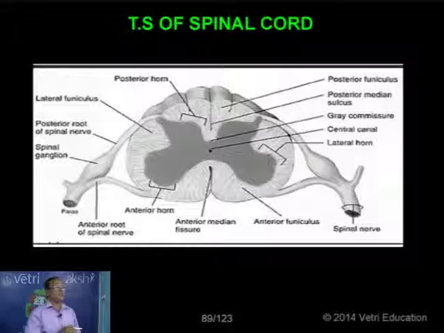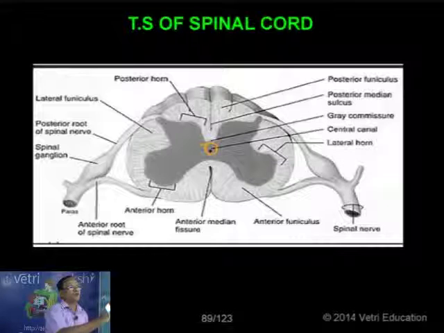Now this is the diagrammatic structure. You see the spinal cord shows an outer white matter and an inner grey matter. In the center of the inner grey matter we have a central canal filled with cerebrospinal fluid, and we have the dorsal grey horn, ventral grey horn, and the lateral grey horns. Likewise we also have the white matter.